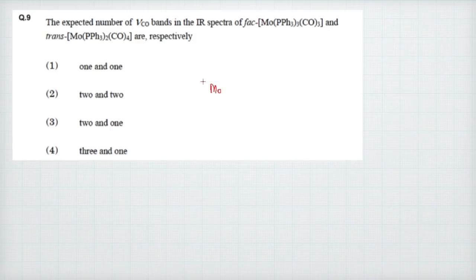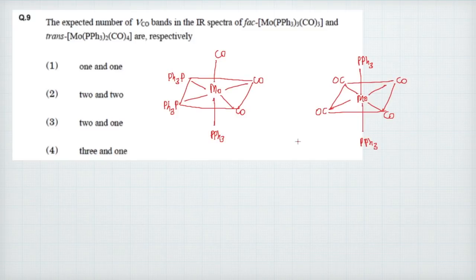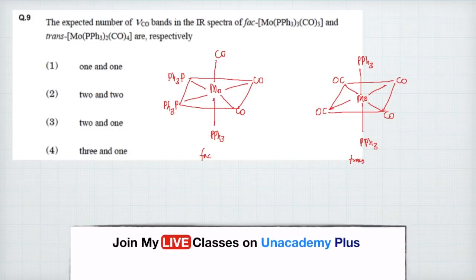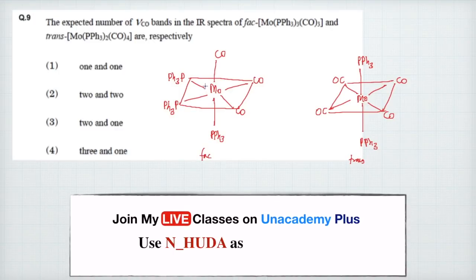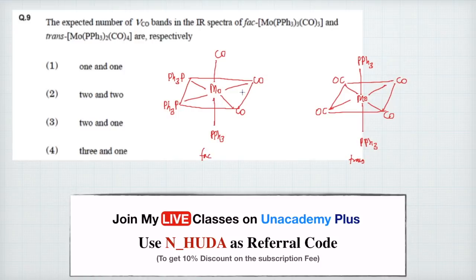So the complex will look something like this. This is how both the complexes will look. This is your facial complex, and this is the trans complex which is given to you. Ideally, you will find that all these carbonyls look equivalent, so they should give just one peak. Many people did it like that and thought the first molecule is going to give you just one peak. But this question will not be done like that.